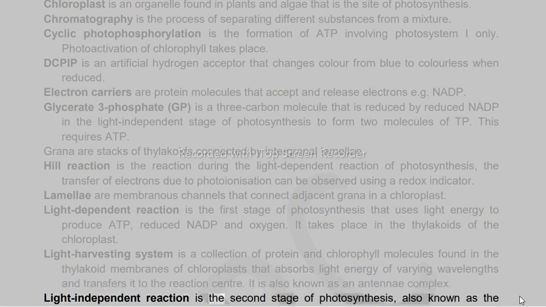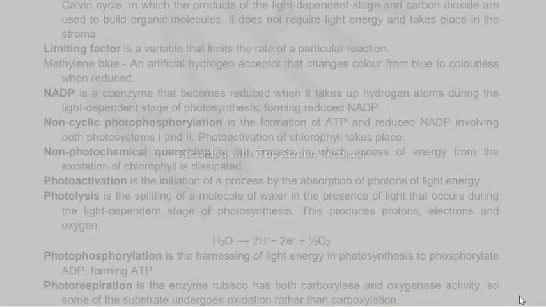Light-independent reaction is the second stage of photosynthesis, also known as the Calvin cycle, in which the products of the light-dependent stage and carbon dioxide are used to build organic molecules. It does not require light energy and takes place in the stroma. Limiting factor is a variable that limits the rate of a particular reaction.